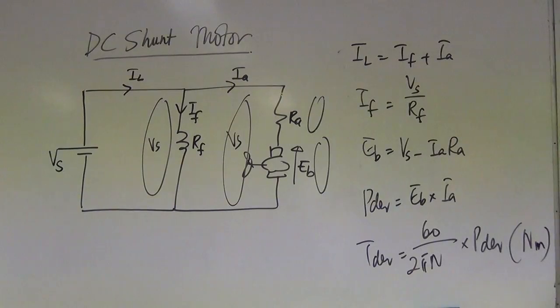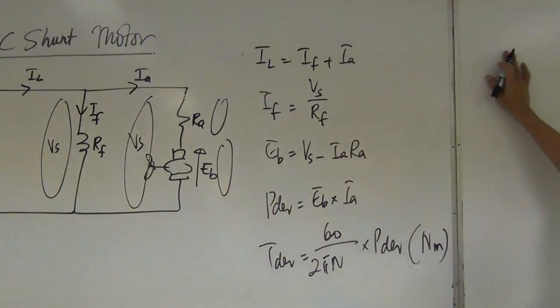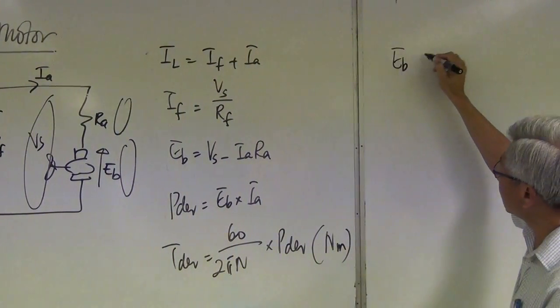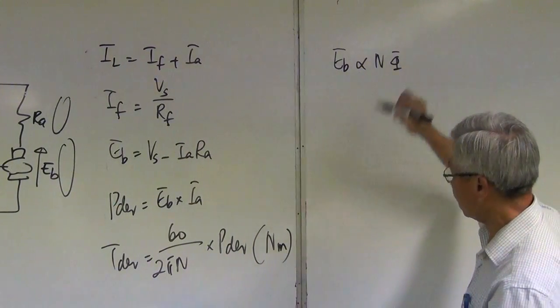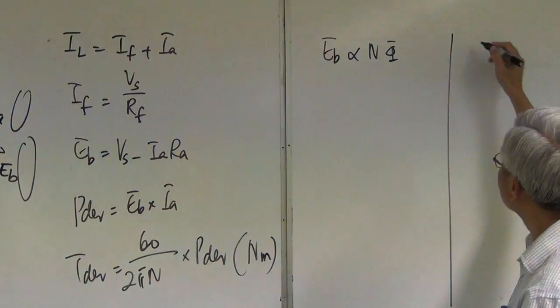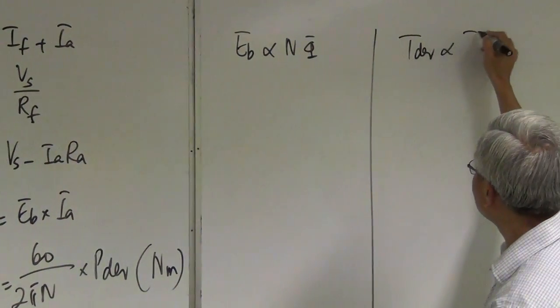Okay, now we are going to learn something new, which is the 2 relationships: EB is proportional to N flux, and torque is proportional to flux IA.